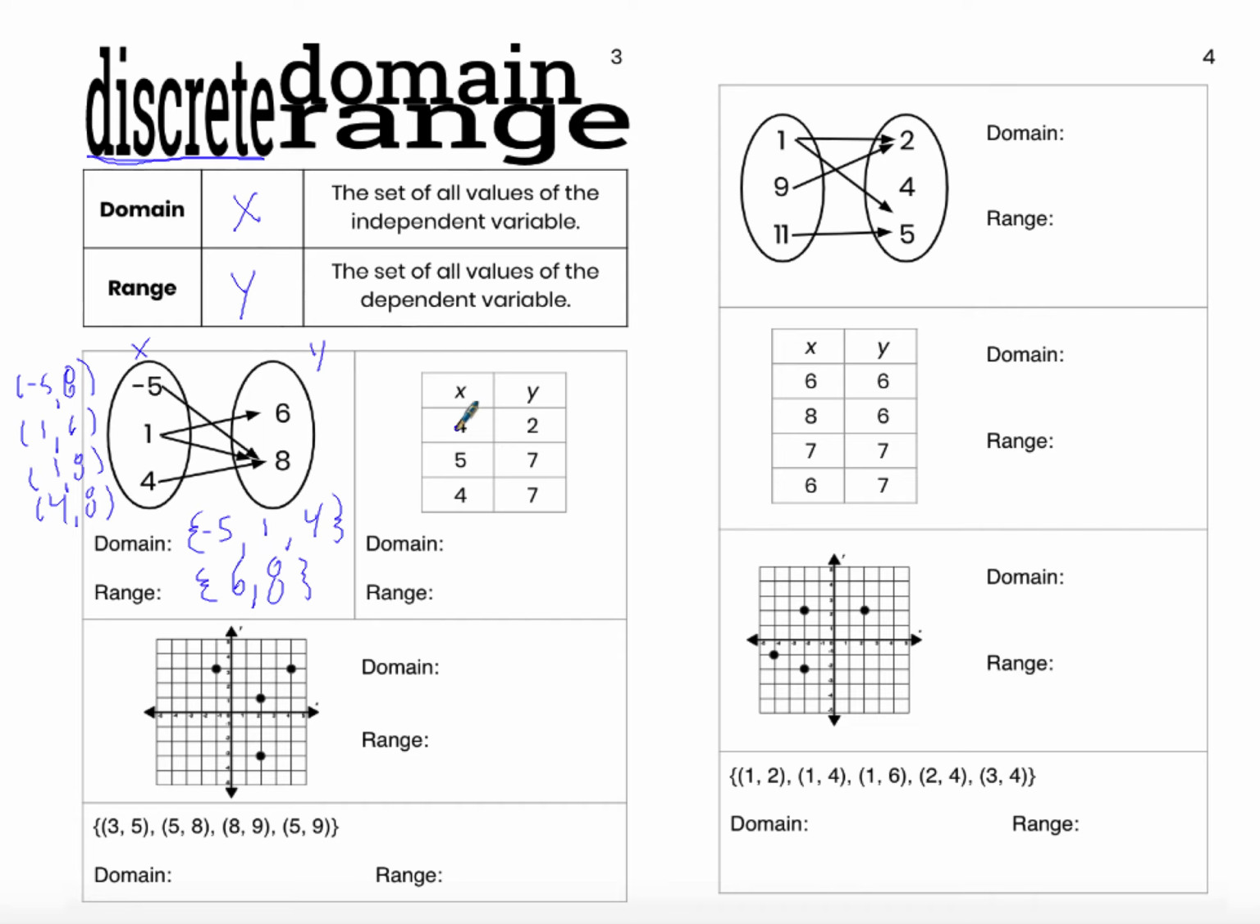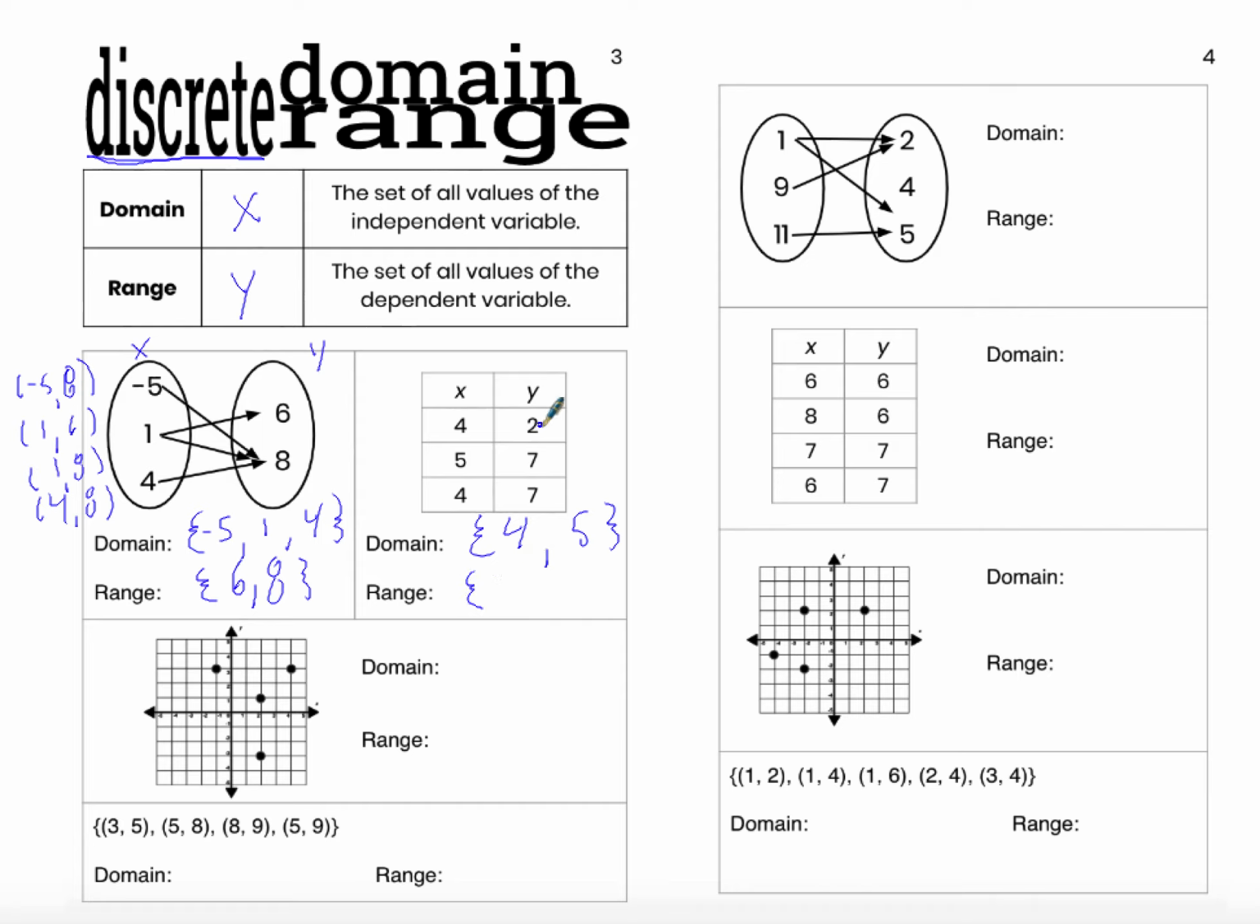Same thing for the table. X shows up twice as 4. There's 2 ordered pairs with an x value of 4. But I'm just going to write it once. This is my set of all possible x. The possible x are 4 and 5. I just write them once, preferably in order from smallest to biggest, from least to greatest.